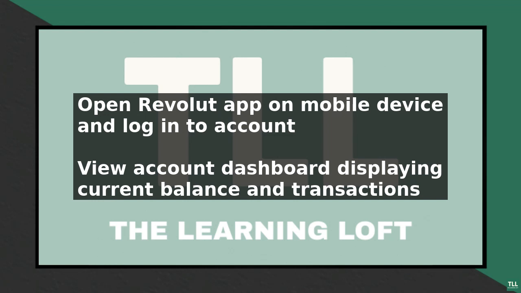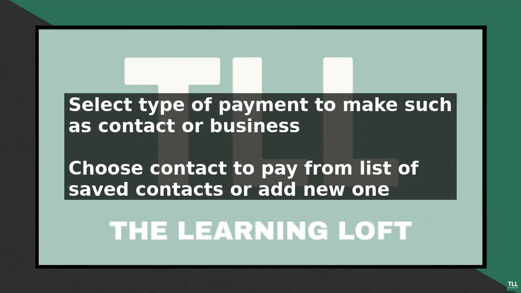Next, you will need to select the type of payment you want to make. You can choose to pay a contact, a business, or send money to someone's bank account. For this example, let's say you want to pay a contact.